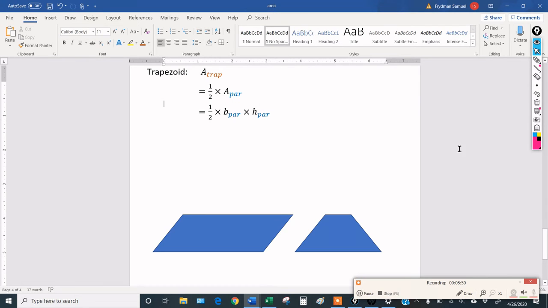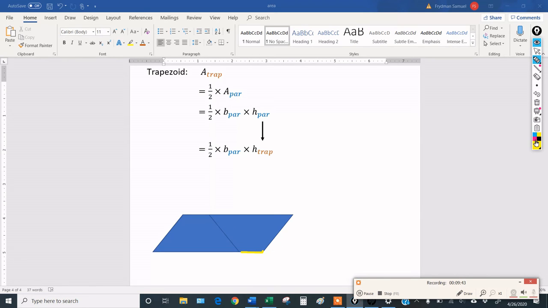Furthermore, we can see that the height of the trapezoid and the height of the parallelogram are equal. So we can replace the height of the parallelogram with the height of the trapezoid in our equation. However, the base of the parallelogram is not equal to the base of the trapezoid. There is a missing piece.